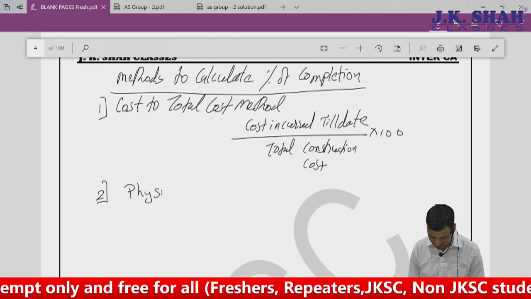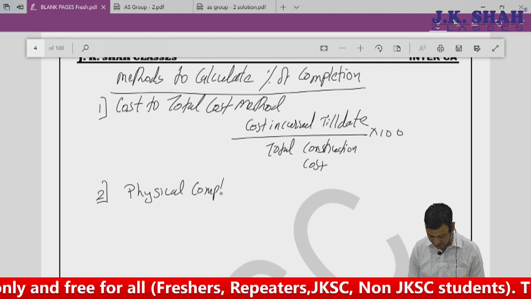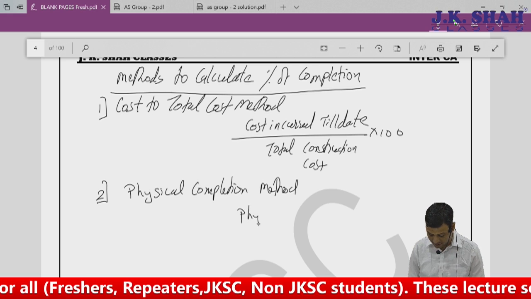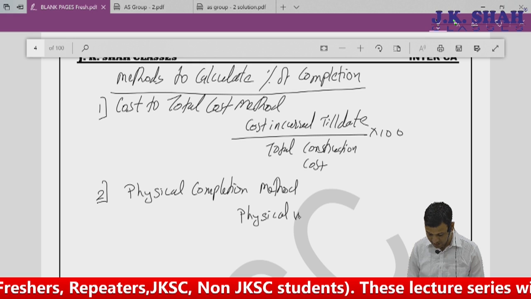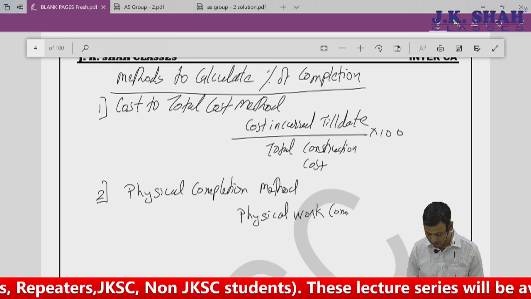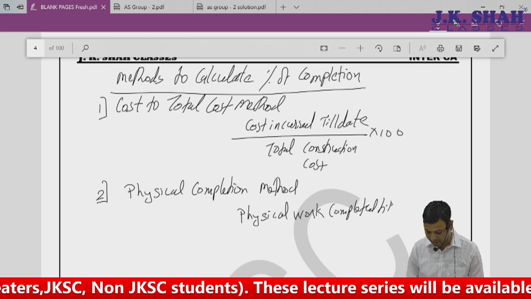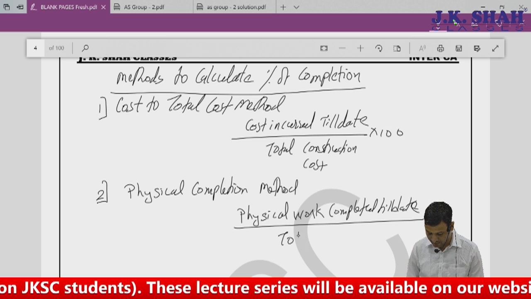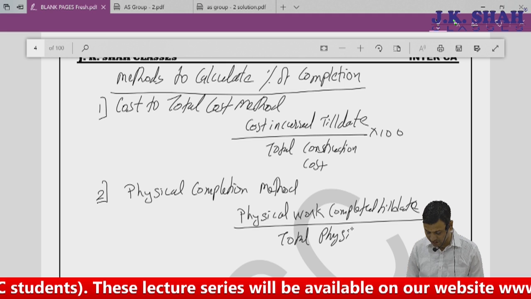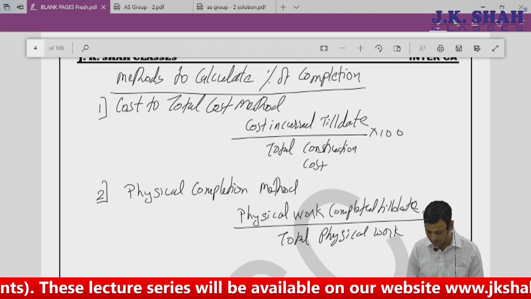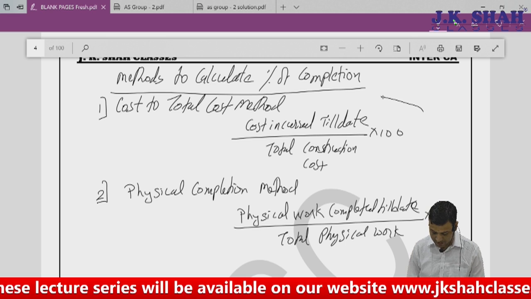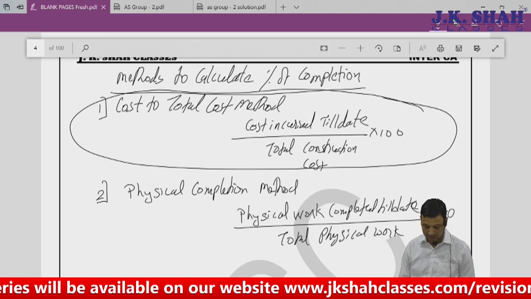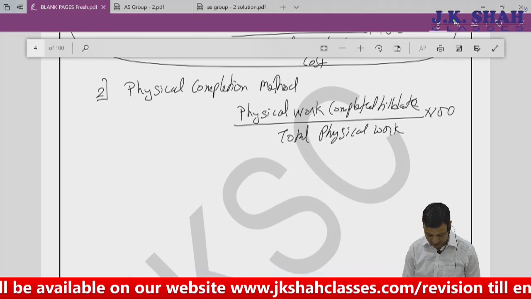Second, the physical completion method, which is physical work completed till date divided by total physical work into 100. This cost to total cost method is very, very important because all problems have to be solved based on this only. But the standard has given another also, physical completion.